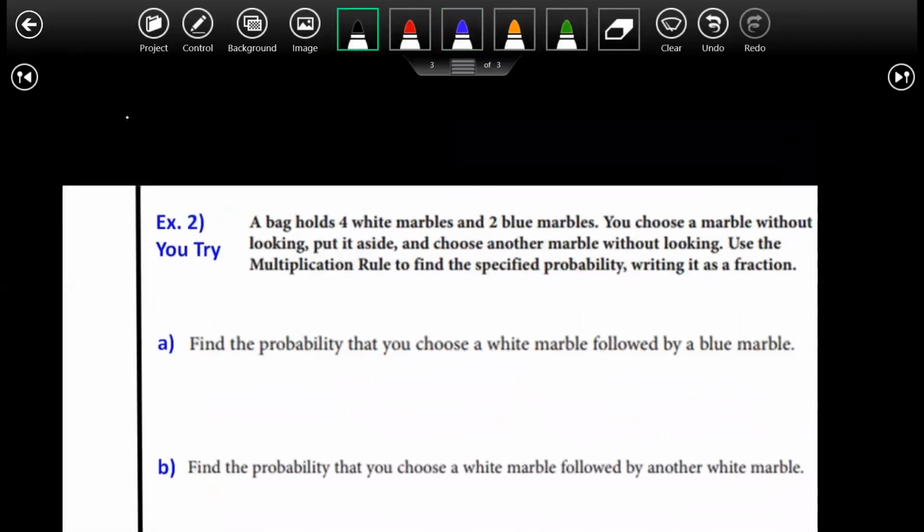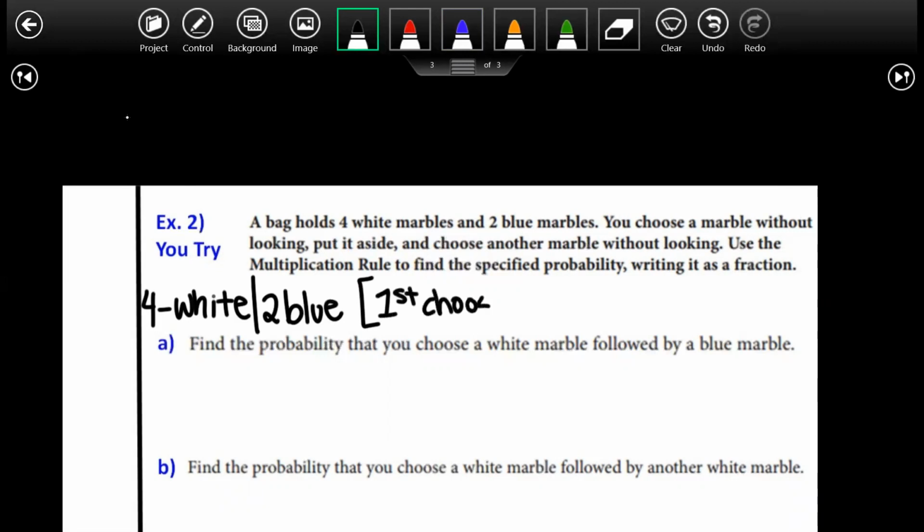It tells us a bag holds 4 white marbles and 2 blue marbles. So we have 4 white. Whatever I write down is what I want you to write down. And then we also have 2 blue. And it says you choose a marble without looking. So this is our event. First event is first choose. And then we set aside. And then second is choose again. So this is our experiment. We're just choosing 2 of them.